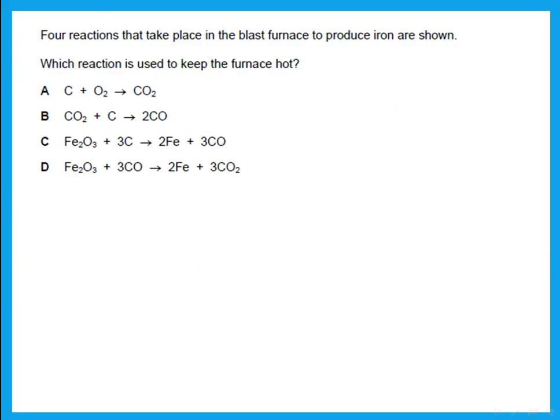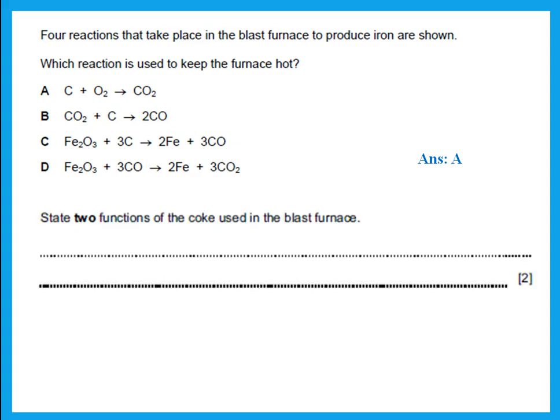Okay, let's look at a typical question about this part. Four reactions that take place in the blast furnace to produce iron are shown. Which reaction is used to keep the furnace hot? Remember, we said which of the reactions is exothermic and helps to raise the temperature of the furnace. Remember that is that first reaction between the coke and oxygen to form carbon dioxide.